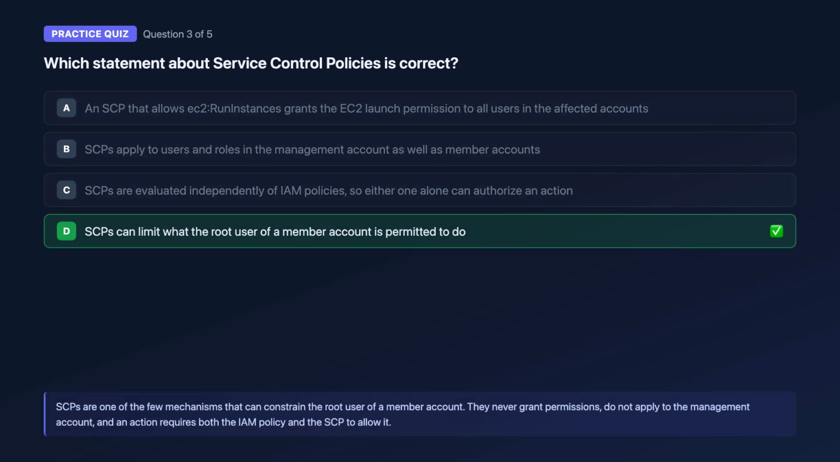The answer is D. SCPs are one of the only Amazon Web Services mechanisms that can constrain the root user of a member account, which is a major reason they exist. A is wrong because SCPs never grant, they only limit. B is wrong because the management account is exempt from SCPs, and C is wrong because an action requires both the IAM policy and every applicable SCP to allow it.